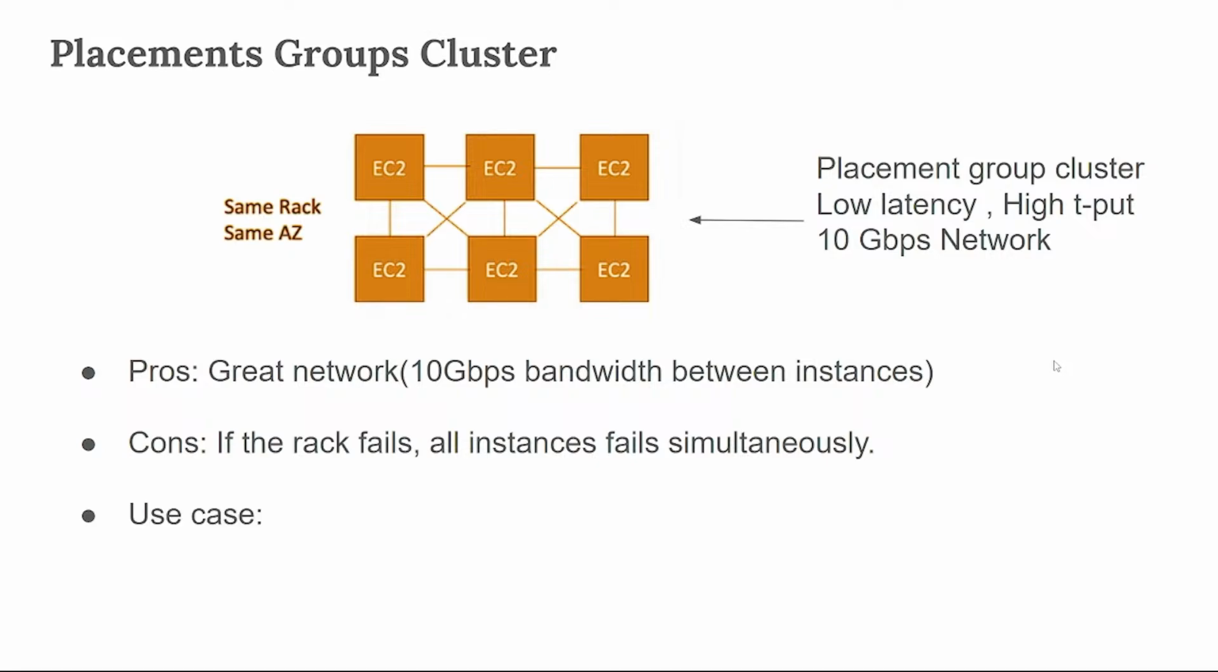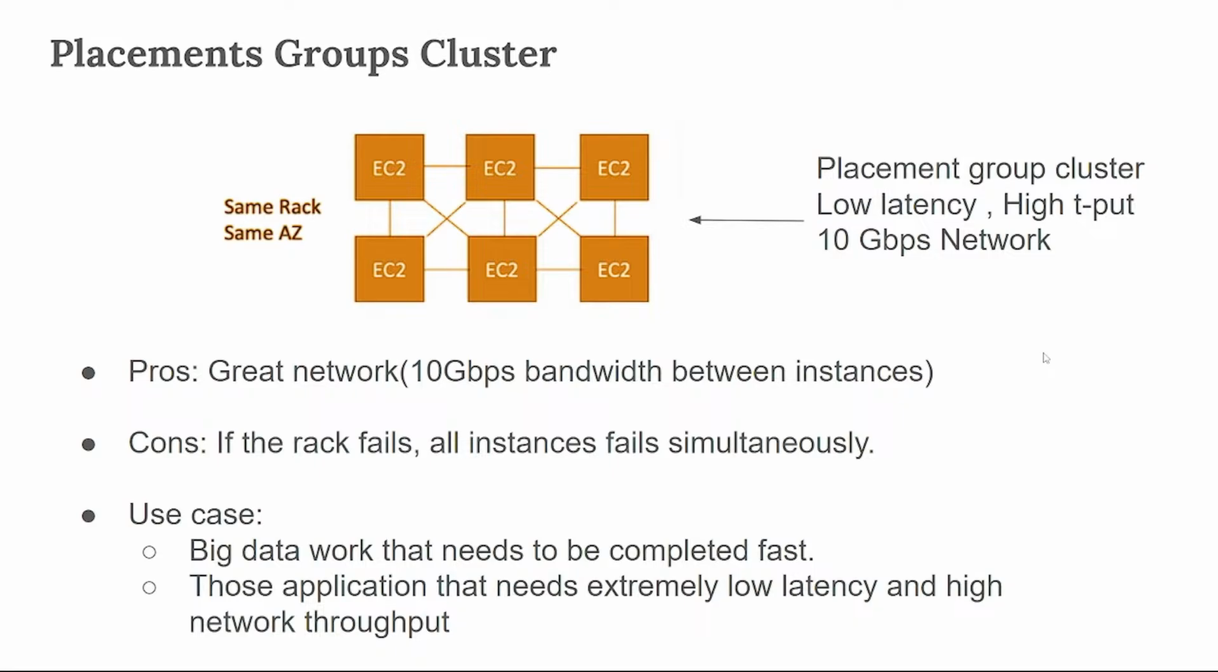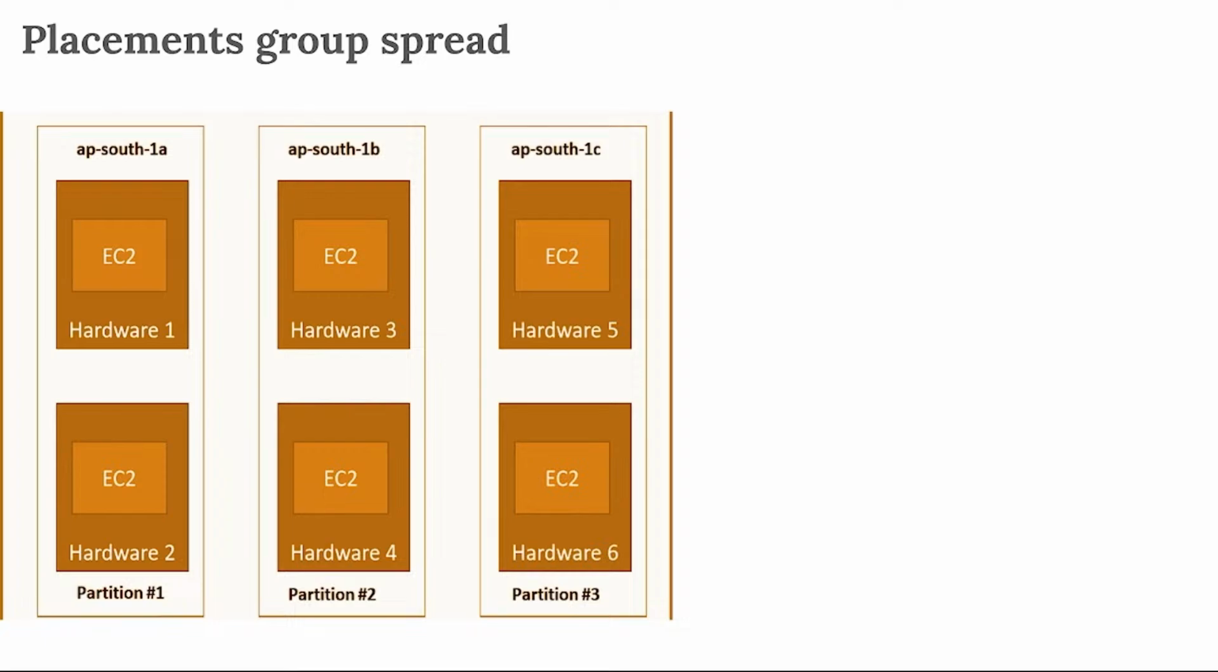Next comes the use case. For big data work that needs to be completed fast, placement group cluster is used. Those applications that, as I said, need extremely low latency and high network throughput, in that case we can place all the EC2 instances in the same rack and in the same availability zone using this cluster. Now comes placement group spread.